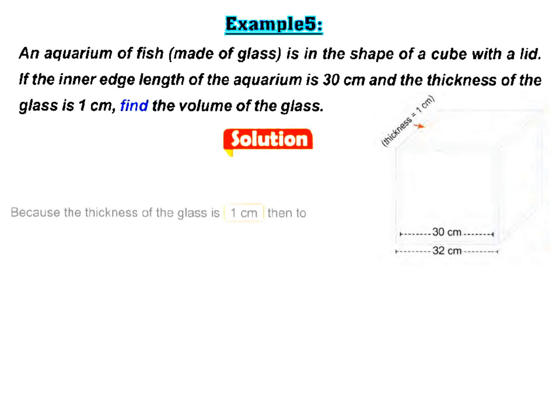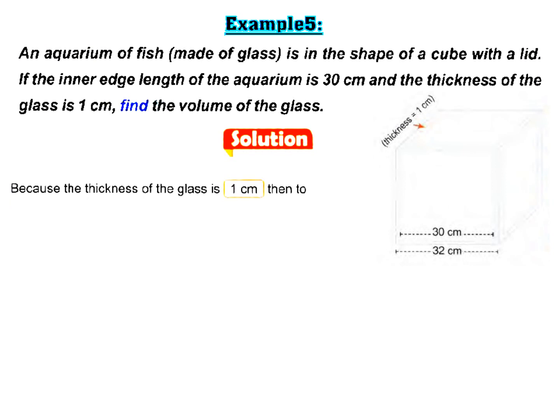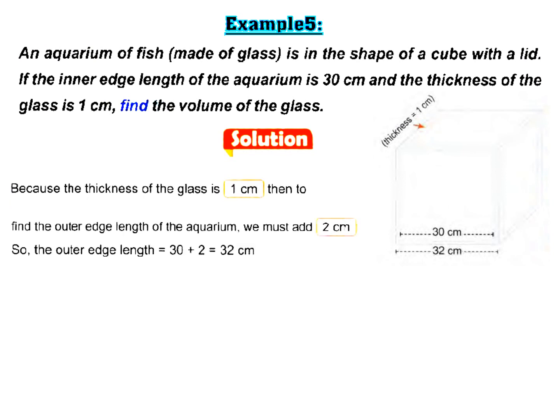So, the solution. Because the thickness of the glass is 1 centimeter, to find the outer edge length of the aquarium we must add 2 centimeters, because I have 1 centimeter from the right side of the cube and 1 centimeter from the left side. So 1 plus 1 equals 2, and 30 plus 2 equals 32. Now I know the inner edge length and the outer edge length.